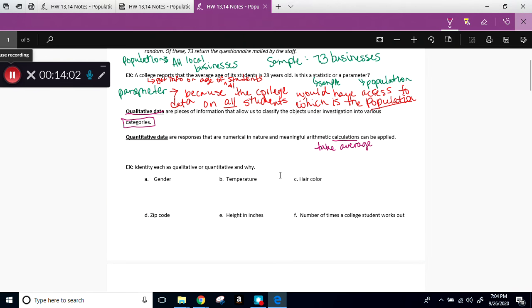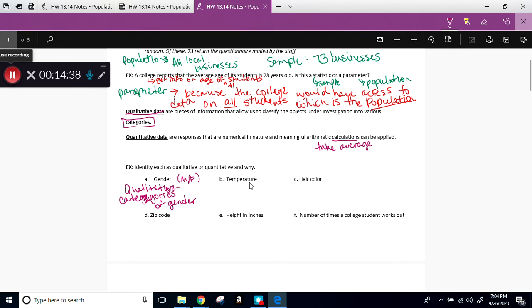Gender. Gender's male, female. Can you take an average of that? Is that like a number? No, but it's a category. That's qualitative, because we're talking about categories of gender.